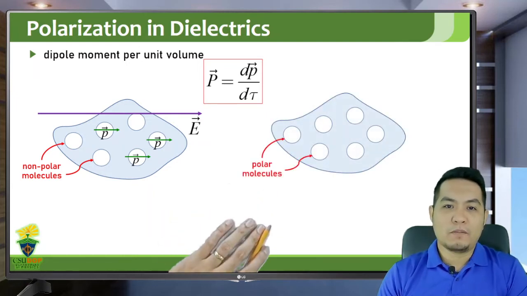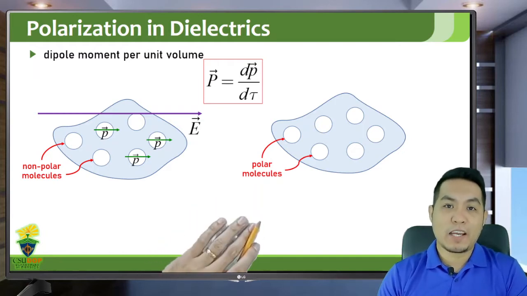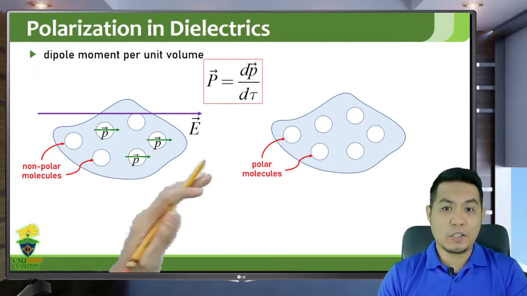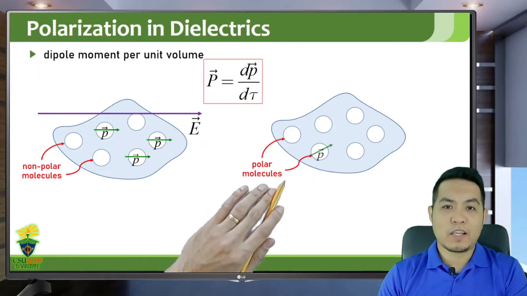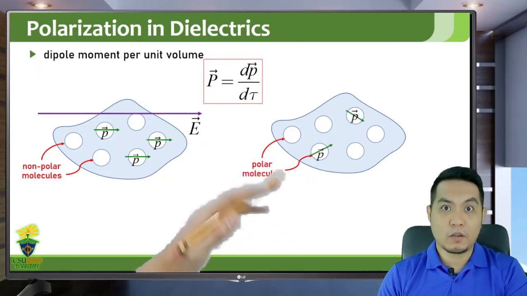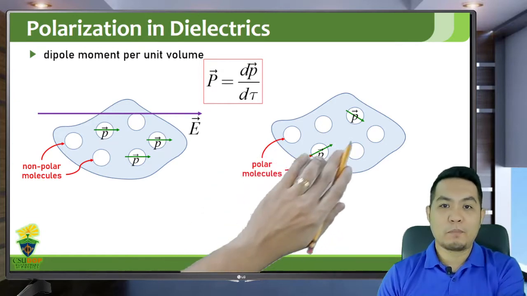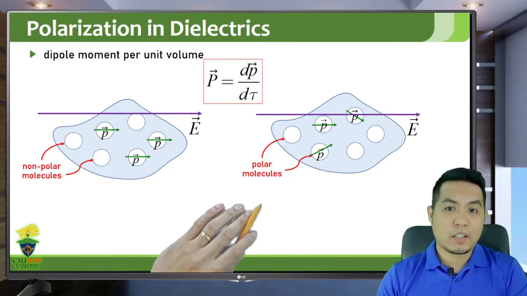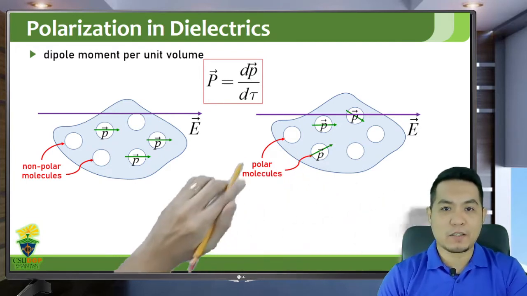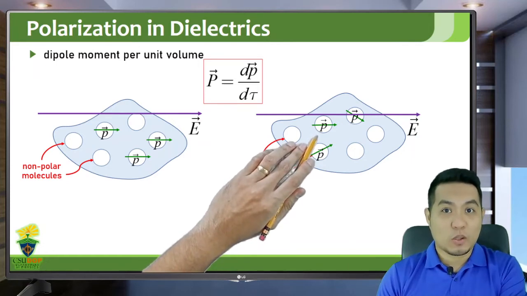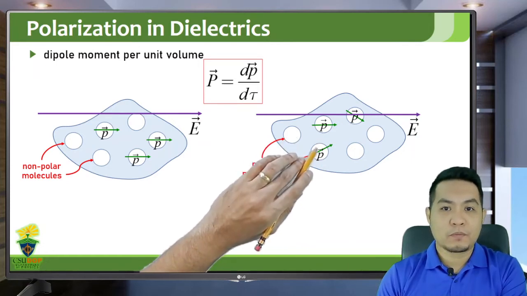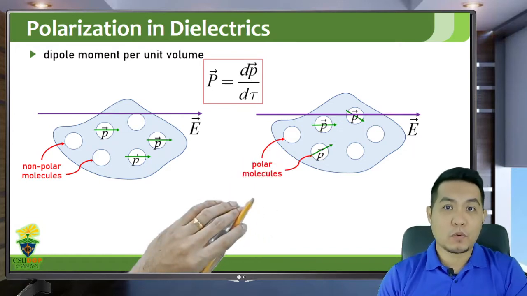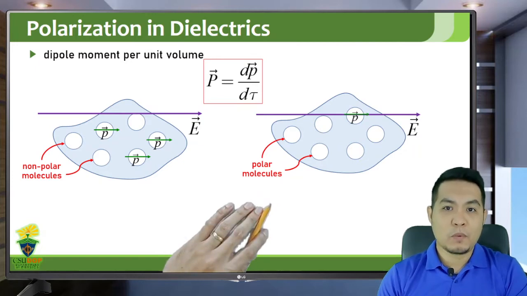If you have polar molecules at the start, if your dielectric or insulator is composed of polar molecules, then they already have their own individual dipole moments. If you expose that to an external electric field, as we have discussed in the previous lessons, it will exert a net torque on the dipole, making the dipole rotate. Essentially, the dipole moments of these polar molecules will just align with the net external field.